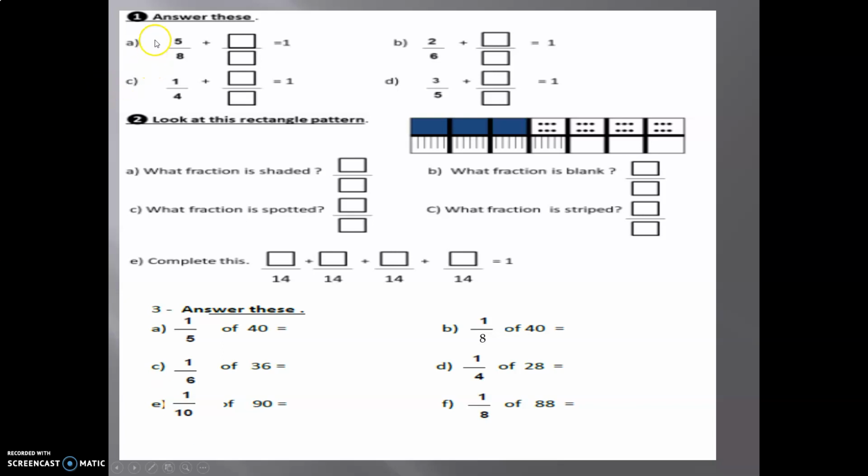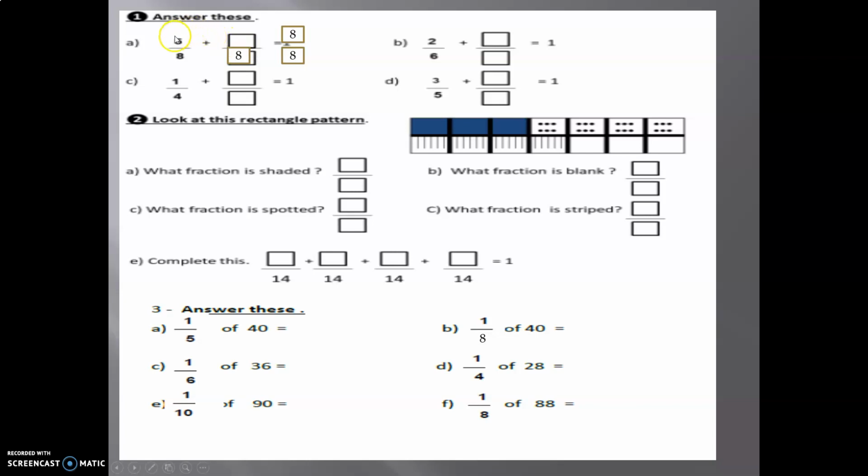Okay, question number 1. Answer these. A. 5/8 plus what gives you 1? To make it easier for you, you know that if the numerator is the same as the denominator, it means it is 1. So instead of putting 1, we can put 8/8. Now look at your question. Is it easier now? 8 is the denominator here and 8 also in the answer. So of course the missing number should have 8 in the denominator.